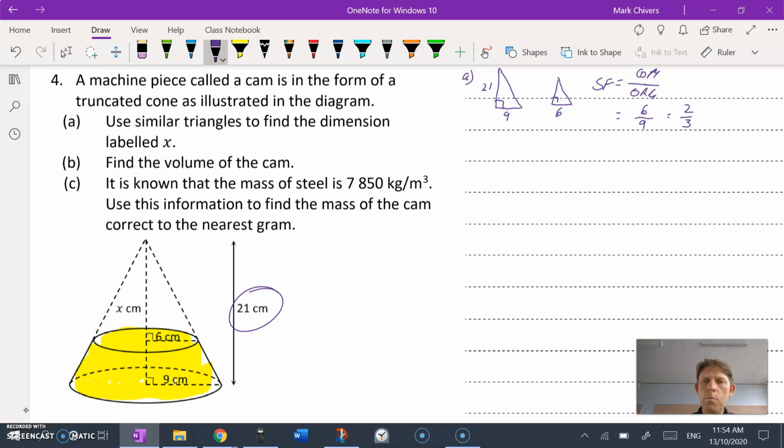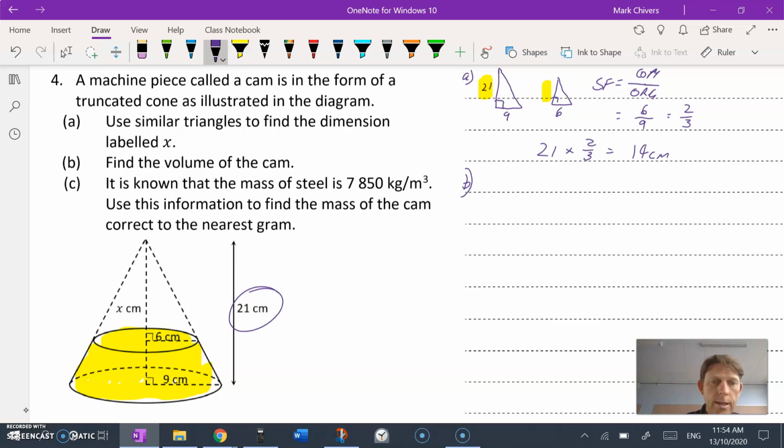Then to find our equivalent side, to find out what this side is here, based on the fact that that one's 21, we use the same scale factor. So we have 21 times 2/3, which should give us the height there. That's going to be 14 centimetres. So 21 times 2/3, you can use your calculator, or you can divide 21 by 3 and times it by 2, whichever way you want to do that.